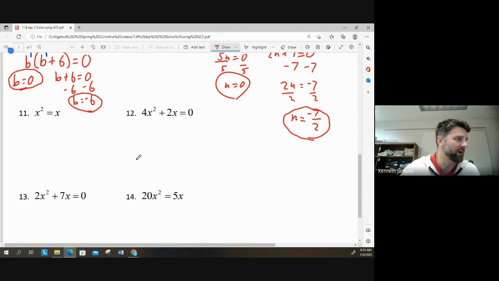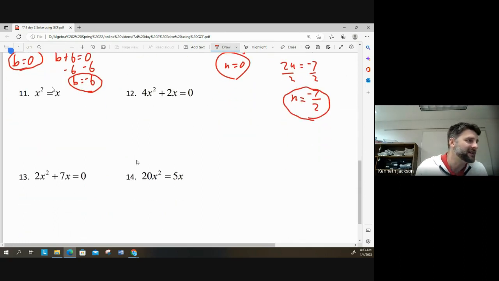Let me do two more for you. On number 11, x squared equals x. I'm not ready to factor because I don't have all of the terms on the same side. So the first thing I need to do is get all of the terms on the same side. So I subtract x. Now that I have x squared and x on the same side, I can factor out the GCF. The GCF is x. What's left over? What times x is x squared? Would that be x? Minus, because it's a minus sign. What times x is x? Well, that'd be 1. x times 1 is x.